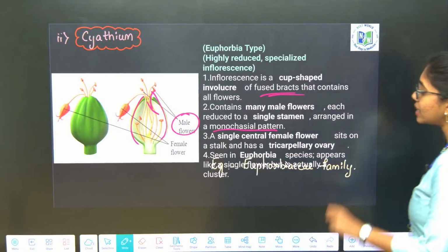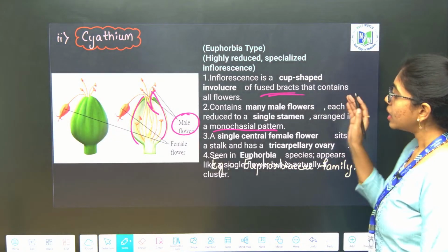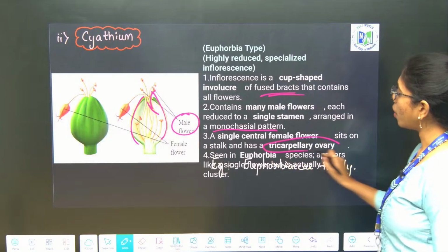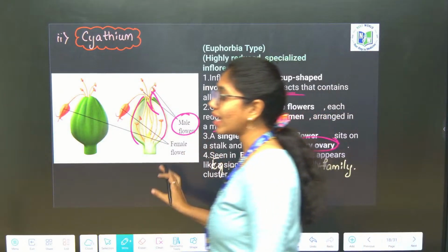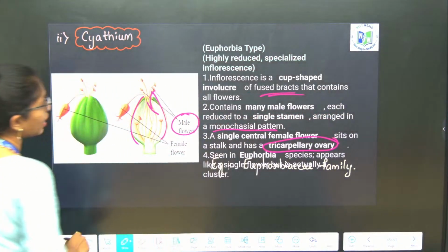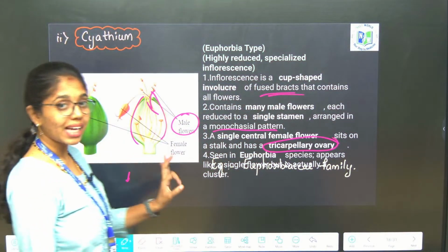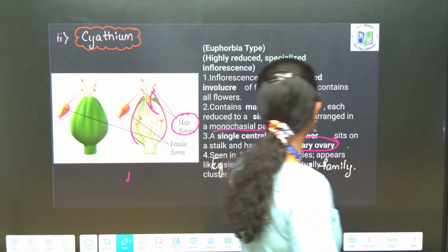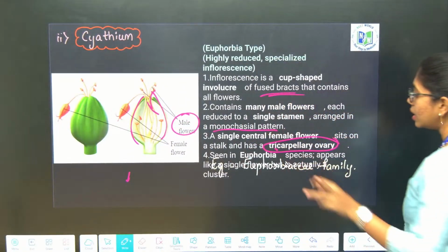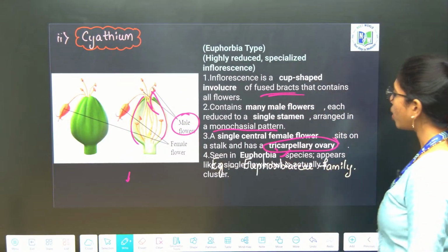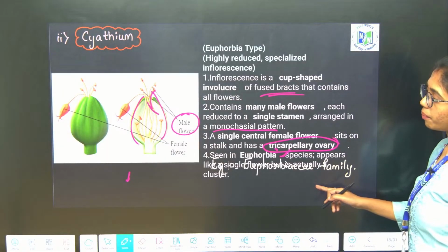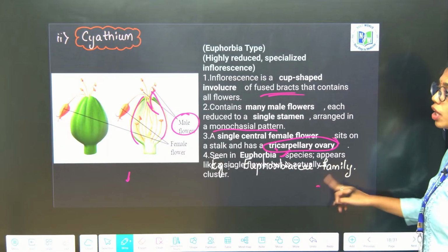And a single central female flower sits on a stalk. And it has what? Tricarpellary ovary. How many carpels? This is multicarpellary, which has three carpels, that is why it is called tricarpellary ovary. These are seen in which members? Euphorbia species or the members which belong to the family Euphorbiaceae.